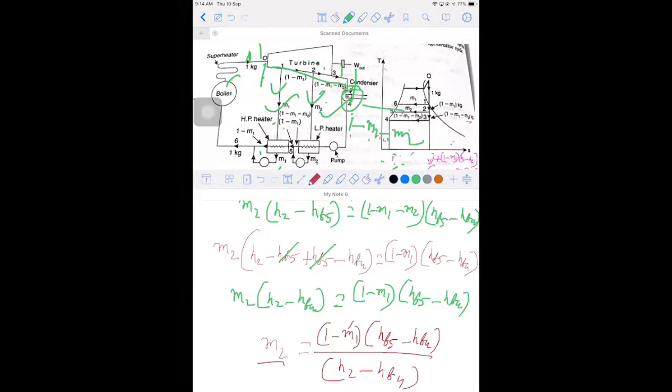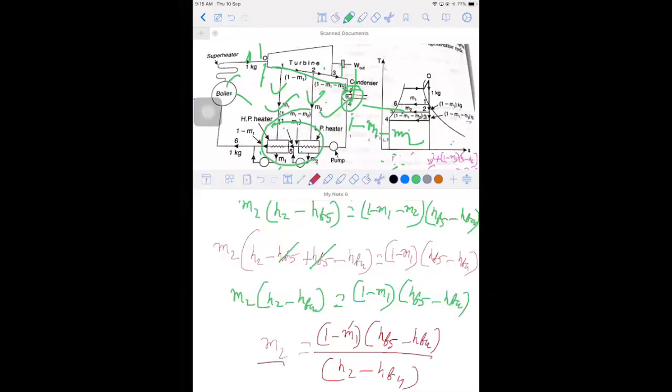The condenser size may be decreased in the regenerative cycle. And the boiler, to produce the same amount of heat, as some of the heat is used for regeneration, we need to have a bigger size of the boiler for a particular amount of power production. That is the second point.